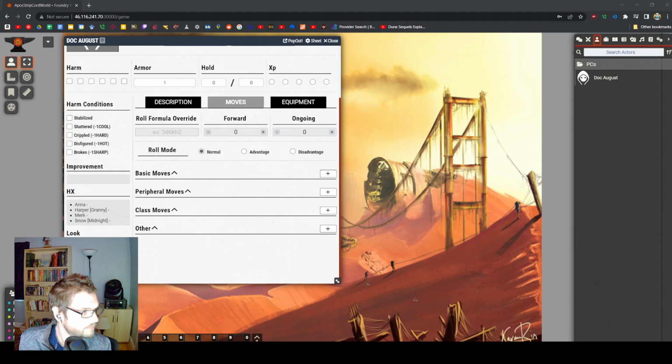Playing a Skinner, which is sort of a little bit of a bard of the wasteland. Probably the best way to describe the Skinner.